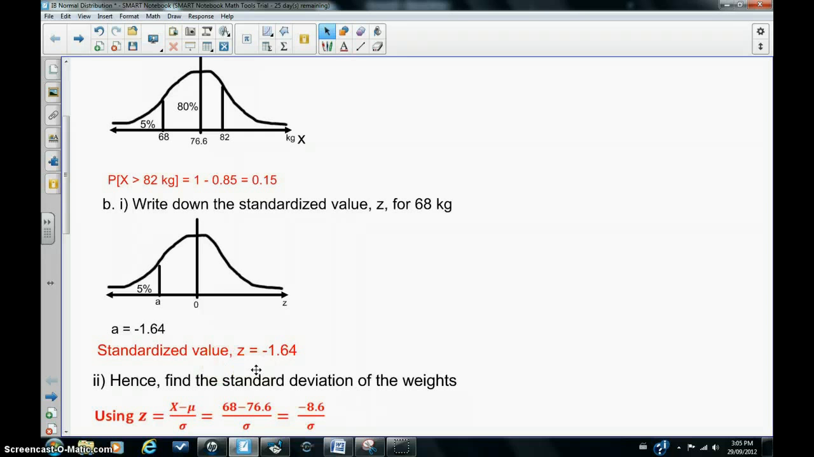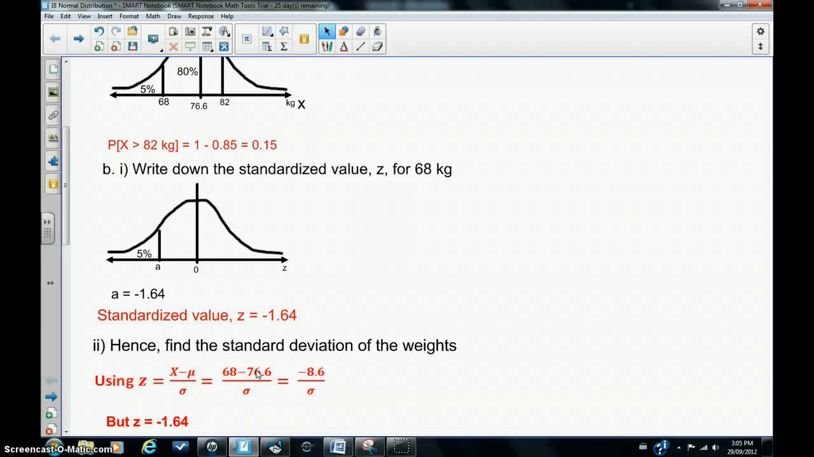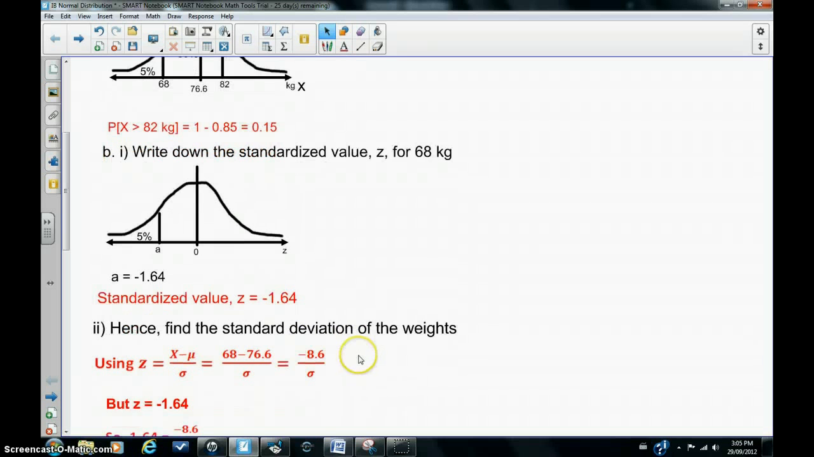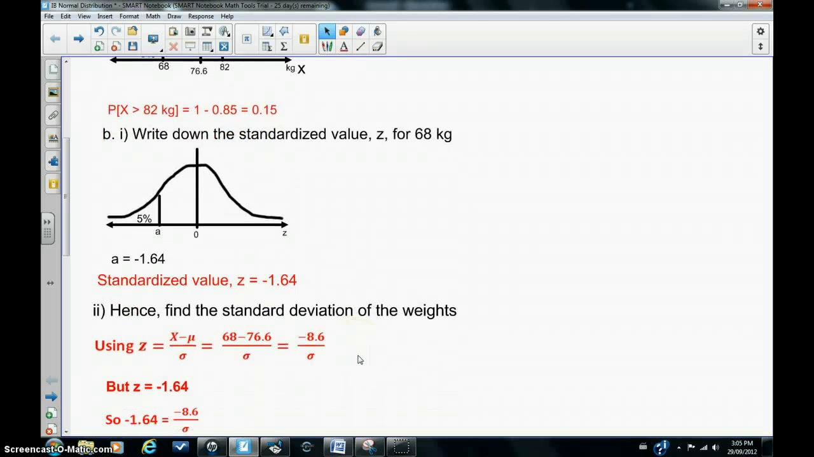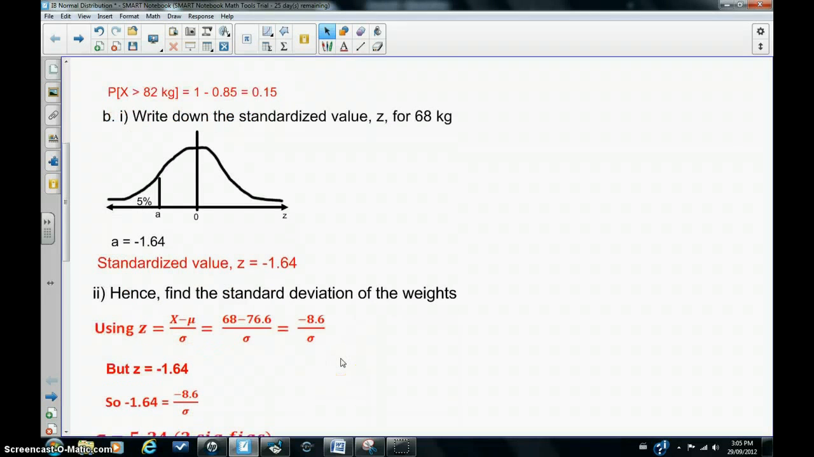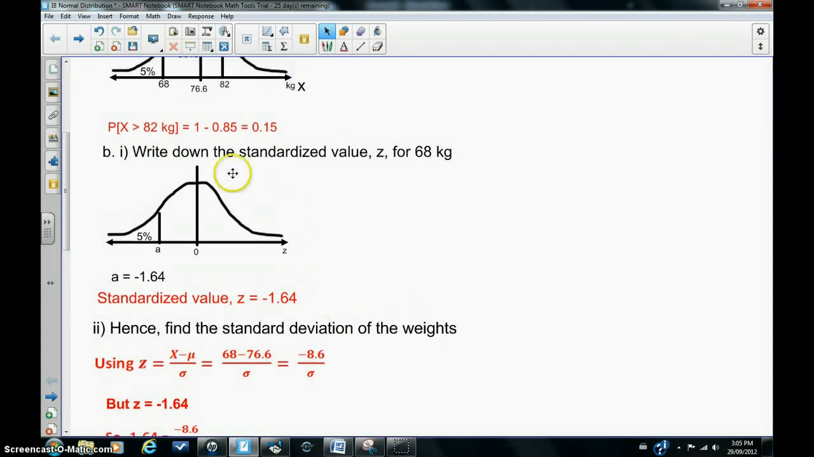Let's move on to part 2. It says hence, so we need to use this result that we've just calculated to do this next part. Hence find the standard deviation of the weights. Well, we also know the standardized value of 68 up here can be found by using this transformation. So Z equals x minus mu over sigma, which is really calculating the number of standard deviations that the value x, which is 68, will be from the mean.